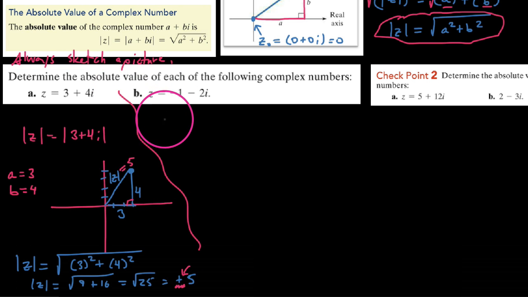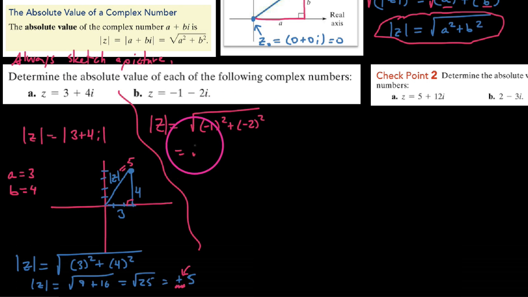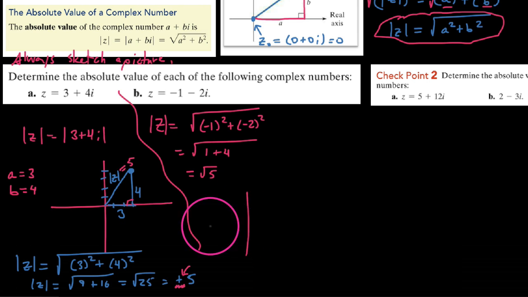So really quickly here with this second one, let's just go ahead and do this first. We say z, if we want the absolute value of this, we would get the square root of -1 squared plus -2 squared. Simplifying this out, -1 squared is 1, -2 squared is 4, so we really get the square root of 5. And so let's now sketch our image.